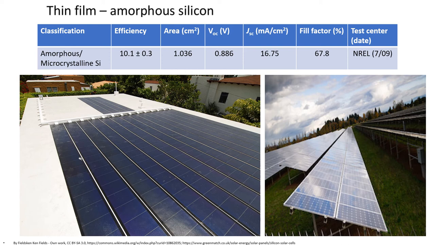These are more convenient to cover the curved surfaces. The metal grids required in the crystalline wafer solar cells are replaced by transparent oxides that can make such solar photo modules even cheaper.